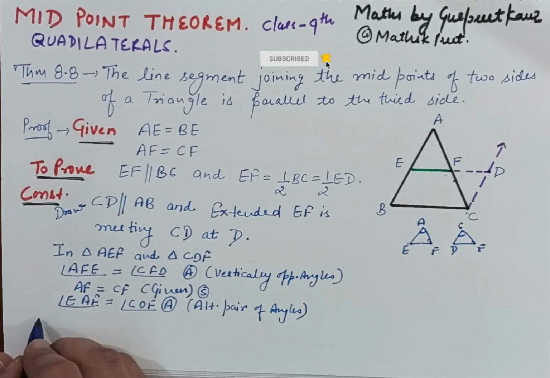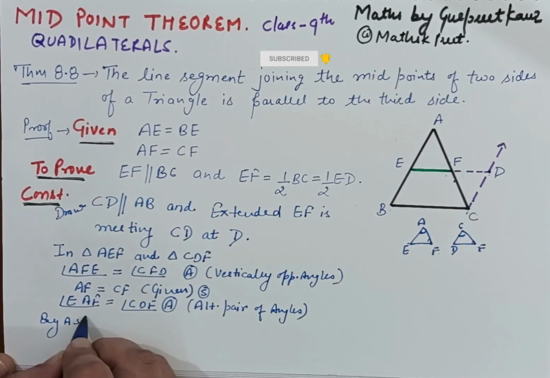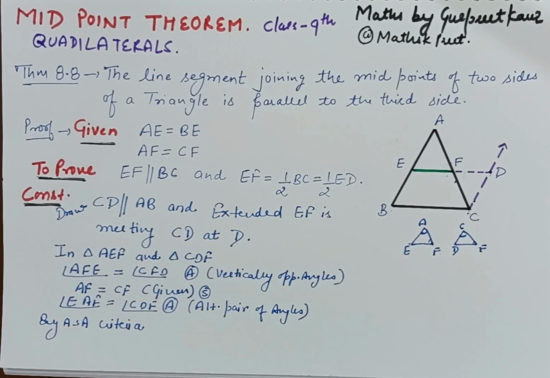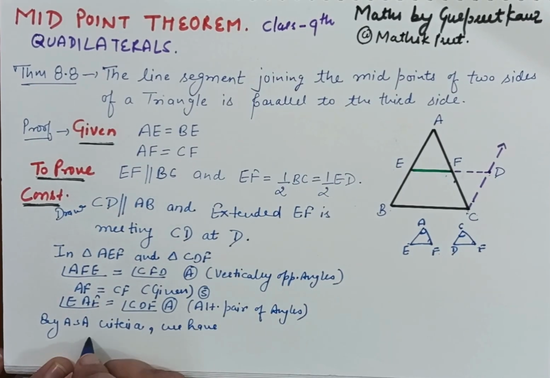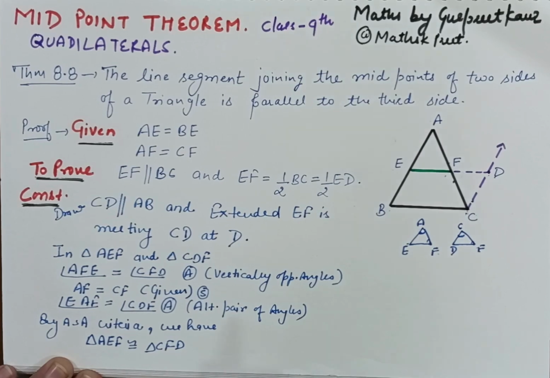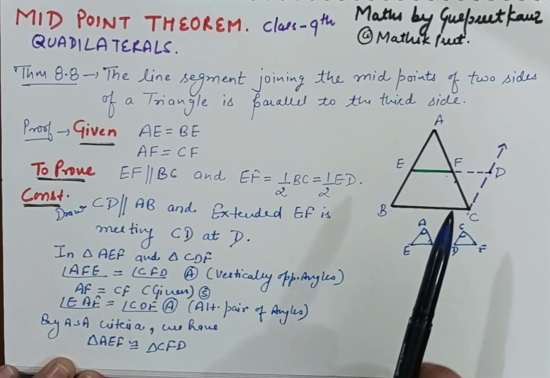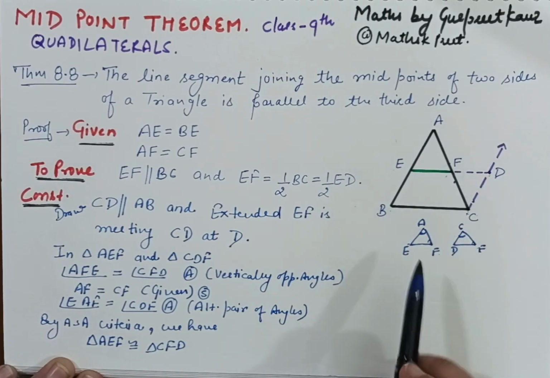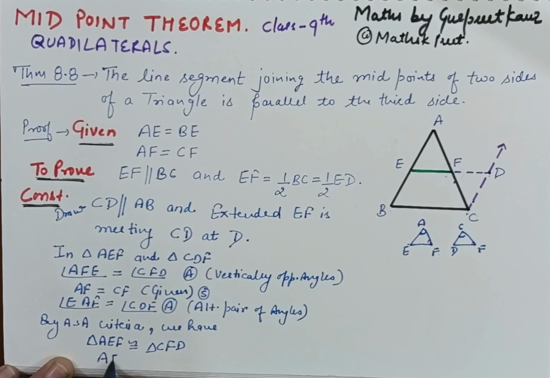So by ASA, by angle side angle criteria, we can write that we have these two triangles congruent. Triangle AEF is congruent to triangle CFD. When these two triangles are congruent, now what do I have? AE is equal to CD by CPCT. I can write AE is equal to CD by CPCT.